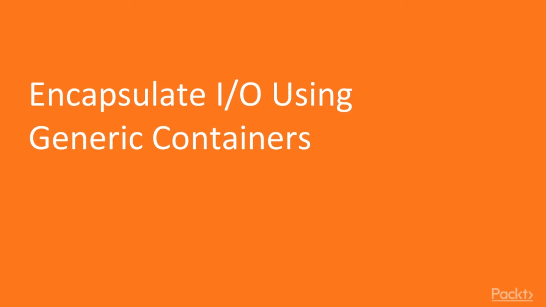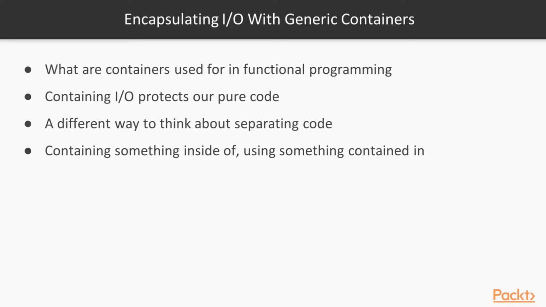We touched upon isolating impurities in the first volume, but we didn't do much with it because we didn't have as many tools as we do now. So we'll be implementing something similar here, but using generic containers. And we're going to cover containers, of course.